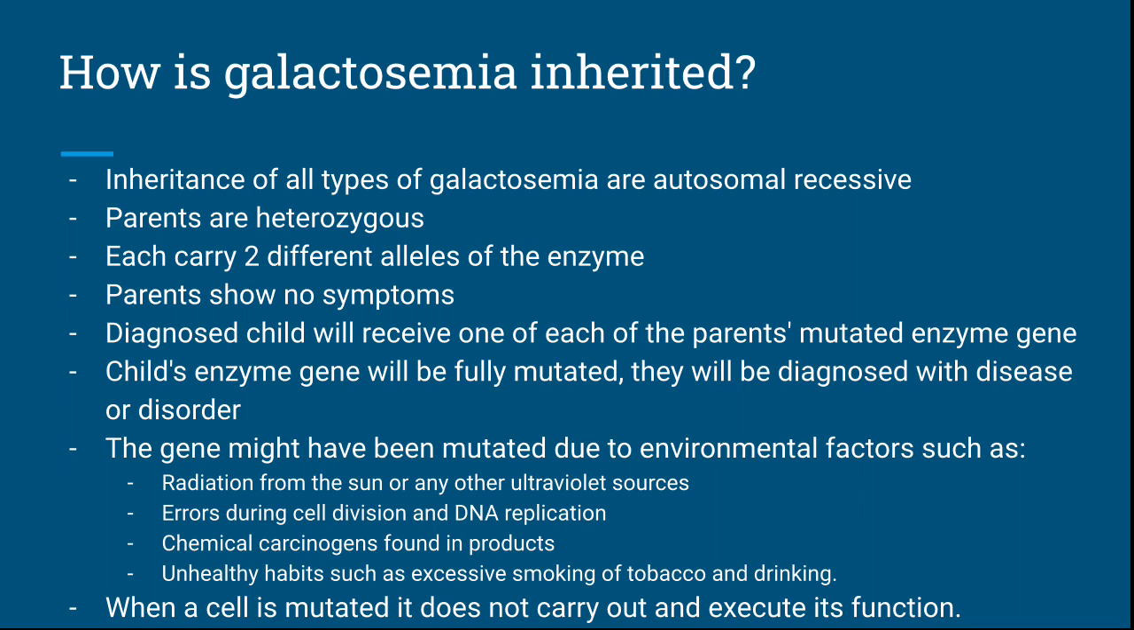When a cell is mutated, it does not carry out and execute its functions. And sorry, that is only if it is a somatic cell. So somatic cells, if they're mutated, they only affect the individual. They're not passed on to the next person.